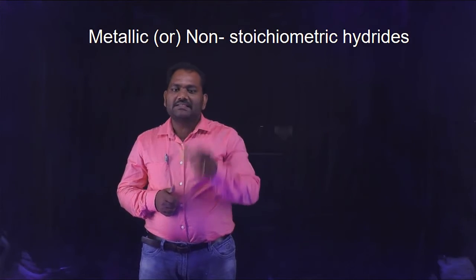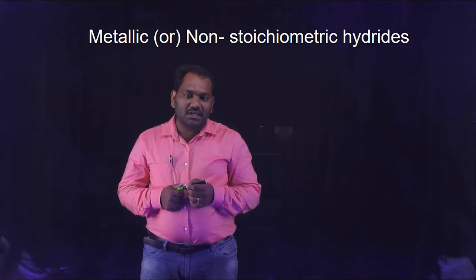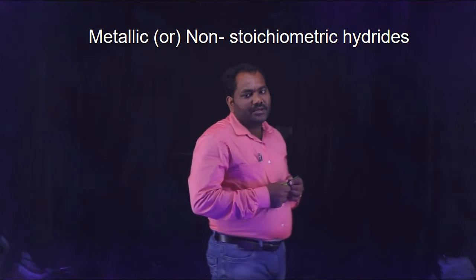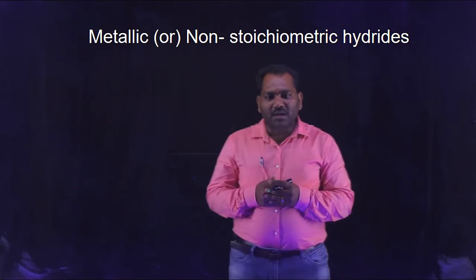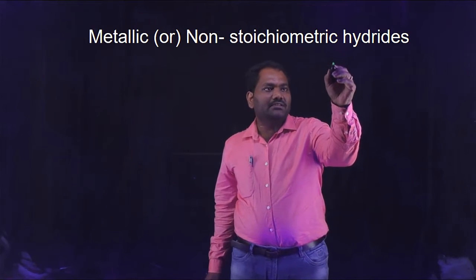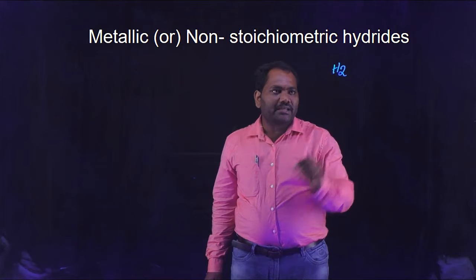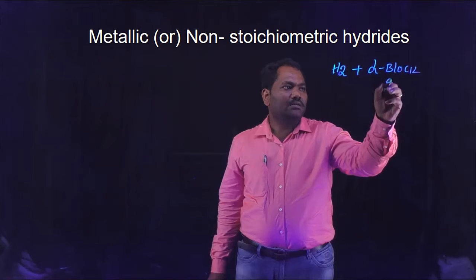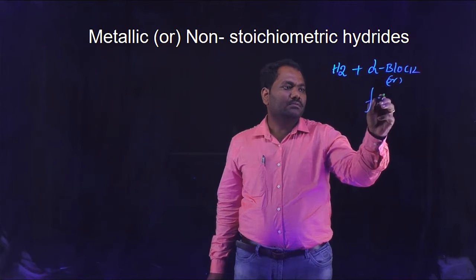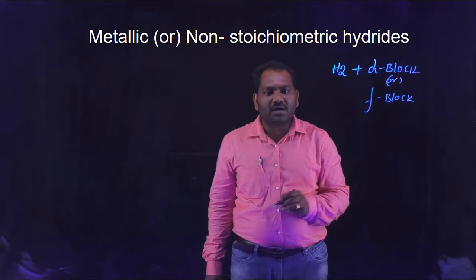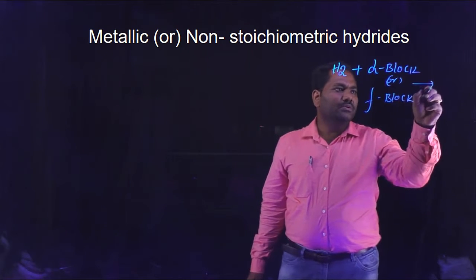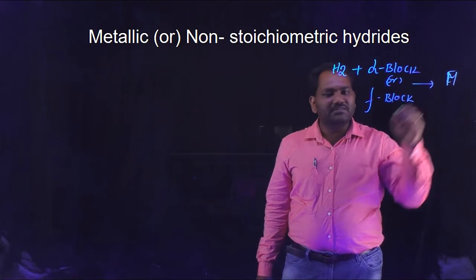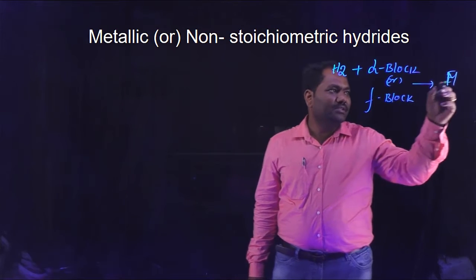Okay, next we discuss the metallic or non-stoichiometric hydrides. Here these hydrides are formed when hydrogen reacts with d block or f block elements. All these are metals, that's why we represent them with M.